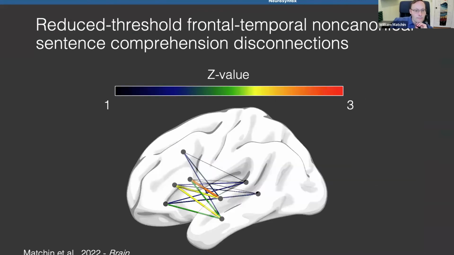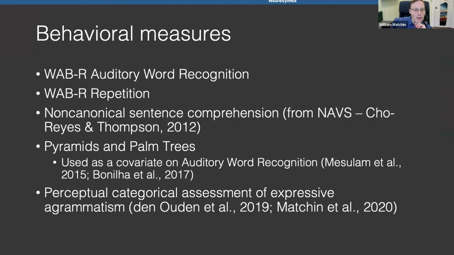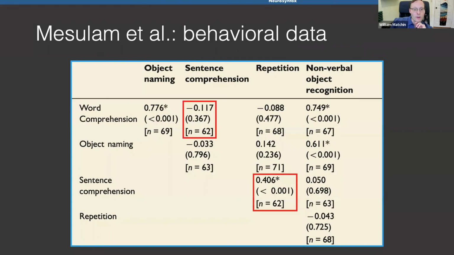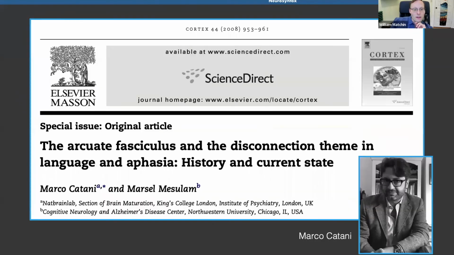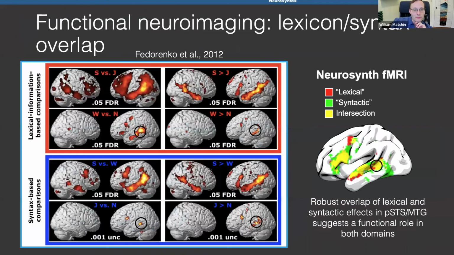I was looking back at this Fedorenko study from 2012, and oh God, it's way back here. Yeah, so here they find word versus non-word activation here, and Jabberwocky sentence versus non-word activation here. And this is really a syntactic effect. And this is really a lexical semantic effect.